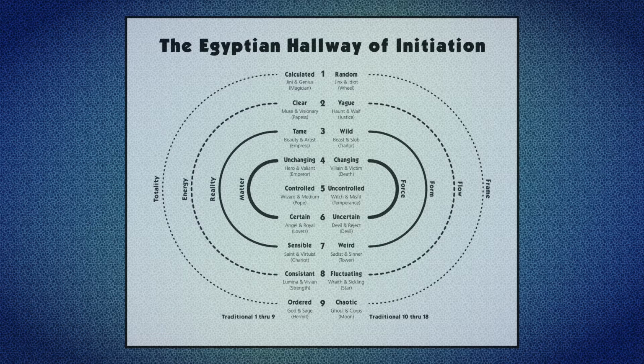Let's imagine that someone with a mitigate the bad bias is looking at a deck that uses this Egyptian hallway of initiation design. A deck like the numerical tarot perhaps, and they are wishing to change things back to look more like the mitigated, or fluffy, decks we have today. What kind of changes might they want to make?